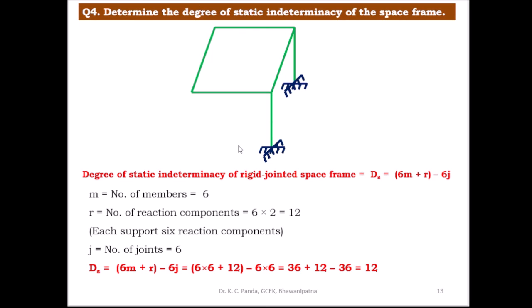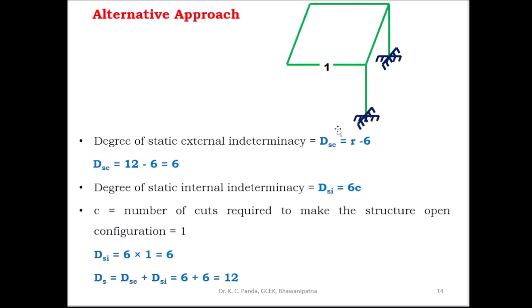And also you can find out using the alternative approach. Here you have to find out the degree of static external indeterminacy and the degree of static internal indeterminacy. The degree of static external indeterminacy can be found out using this expression, DSE is equal to R minus 6, where R is the number of reaction components. So here the total number of reaction components is equal to 12, because at each support there are 6 reaction components. Here there are 2 supports, so the total is 12. Then the degree of static external indeterminacy is equal to 12 minus 6 is equal to 6.